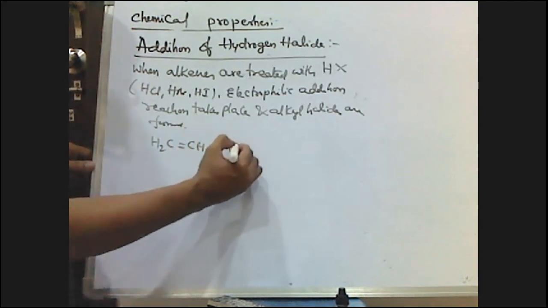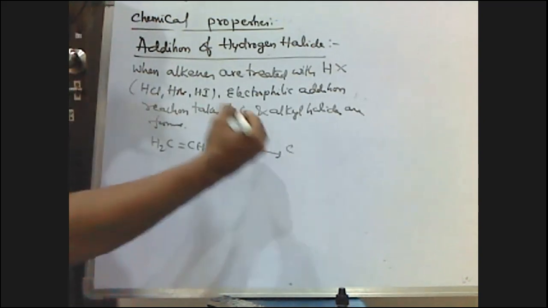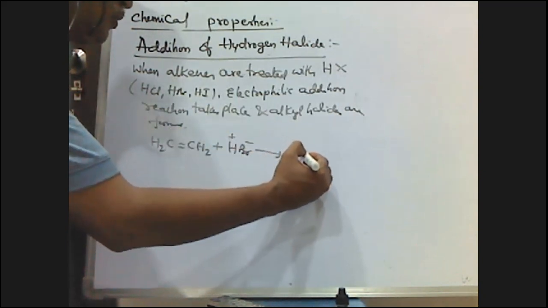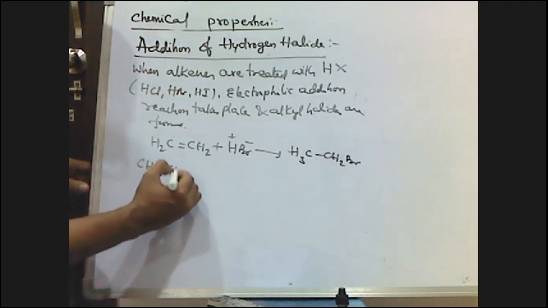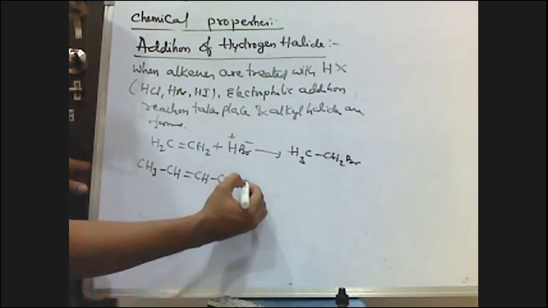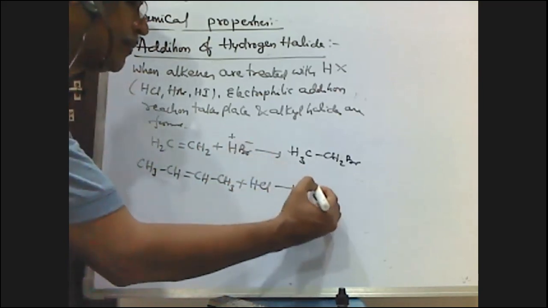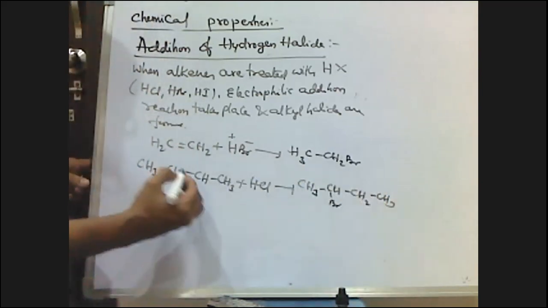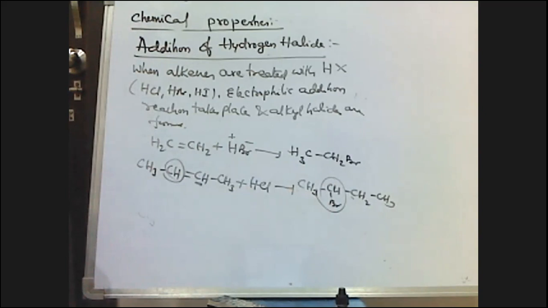So for example, if you take ethylene, CH2 double bond CH2, plus HBr. In this HBr, there is H plus and Br minus, so hydrogen adds to one carbon and bromine adds to another. So we will get CH3, CH2Br. If you take, for example, 1-butene, CH3, CH2, CH double bond CH2, and HBr is added, we get hydrogen on one carbon and bromine on another: CH3, CHBr, CH2, CH3. Here I have added hydrogen to this carbon and bromine to this carbon. That's why I got 2-bromobutane.